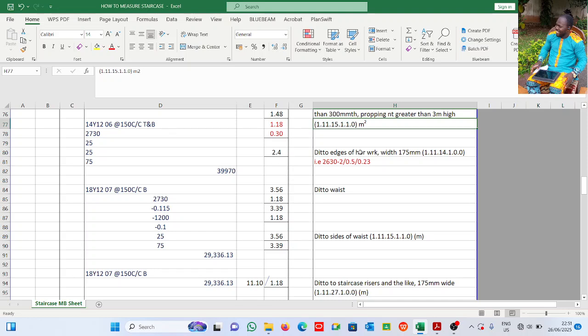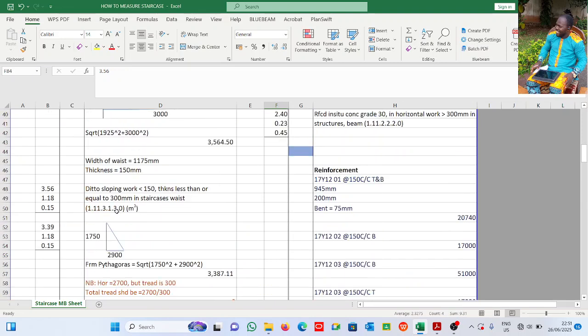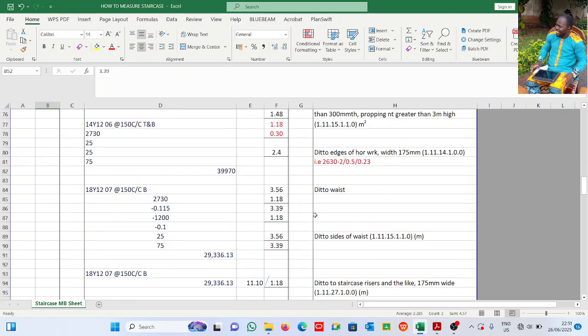Alright, so that's why I say edges of horizontal work are down the waist. The waist we calculated, just come here. There's no point trying to double over it. Length times width is the waist. I just pick it. That is where I want to put formwork.